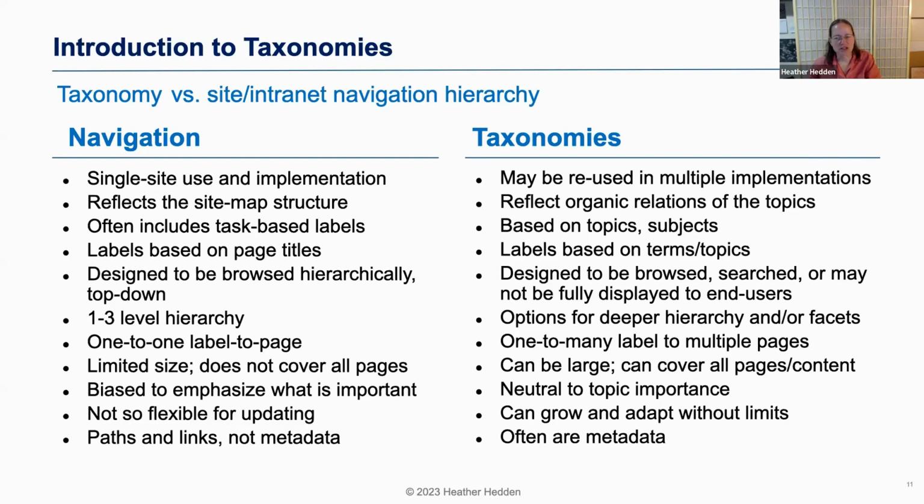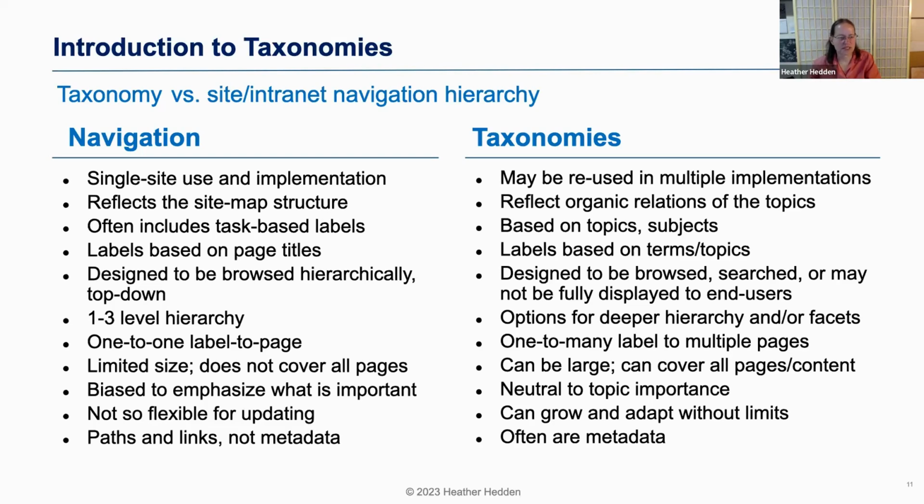And it's based just on topics and subjects, whereas navigation will also often include task-based labels. That's different. And navigation has labels that are based on page titles, whereas in taxonomies, the labels are really based on the concepts and topics. Again, navigation is just for browsing hierarchically top down, while taxonomies, again, can be browsed or searched, not fully displayed, and can be used for limiting and filtering. And you can get deeper too. You don't have to show everything, whereas navigation is usually two or three levels.